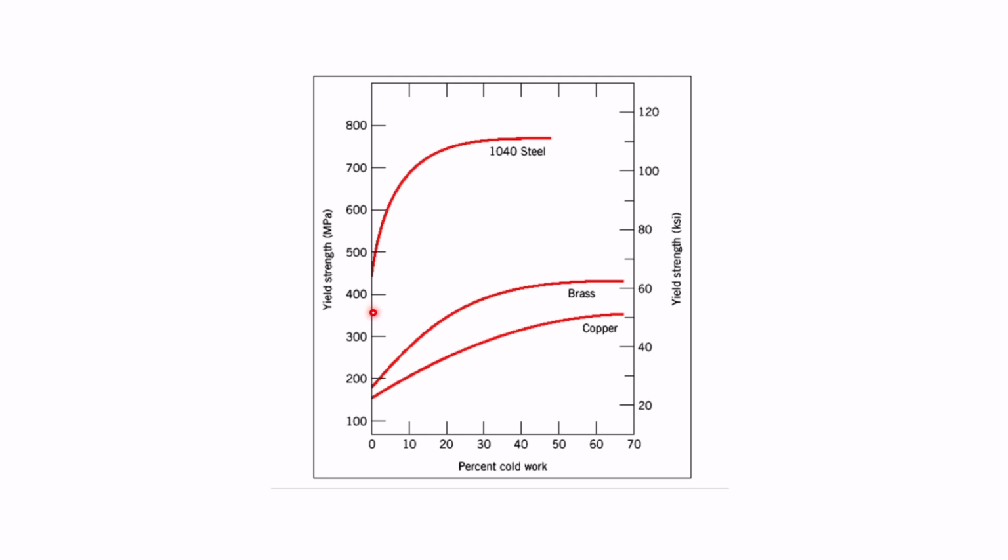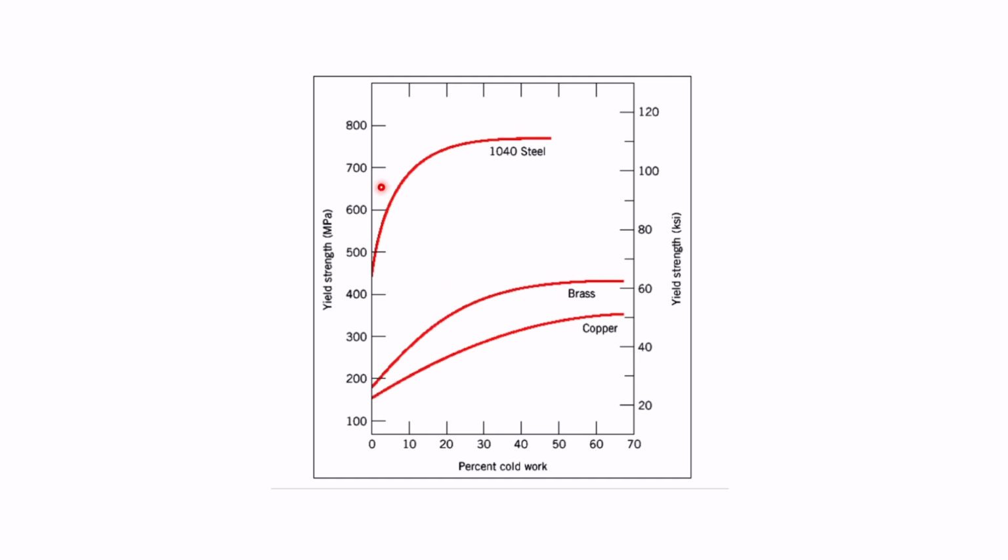Now observe these three curves. One is for 1040 steel, another is for brass and the other is copper. As the cold work increases, as we move left to right on the x-axis, what happens? All three metals, steel, brass and copper, show a clear increase in their yield strength. Yes, their yield strength is increasing and that's expected. Cold working makes the metal harder and stronger due to dislocation entanglement and grain distortion, right?